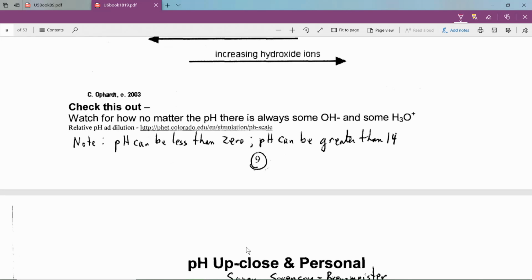I see here, if you want to learn more about the pH scale, you can go to the PhET Colorado site.